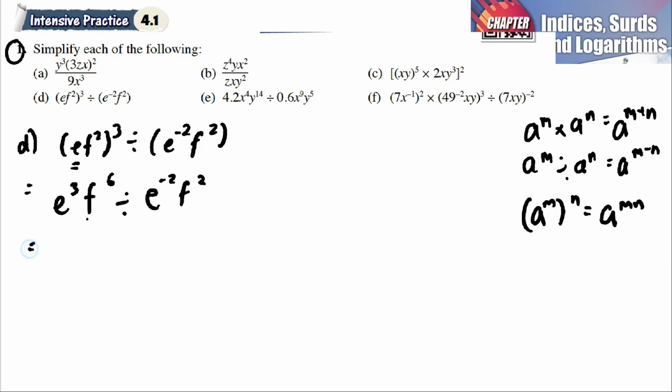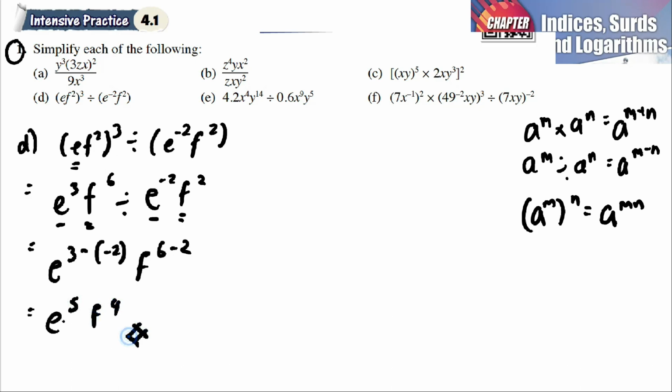So we have to do term by term. e and e here, you see divide, which means we have to minus the power: e, 3 minus the power, negative 2. Okay, and then we have f: f⁶ divided by f², so we have to minus the power, 6 minus 2. So here we get e⁵ and f⁴. So we are done here because the power is not negative.